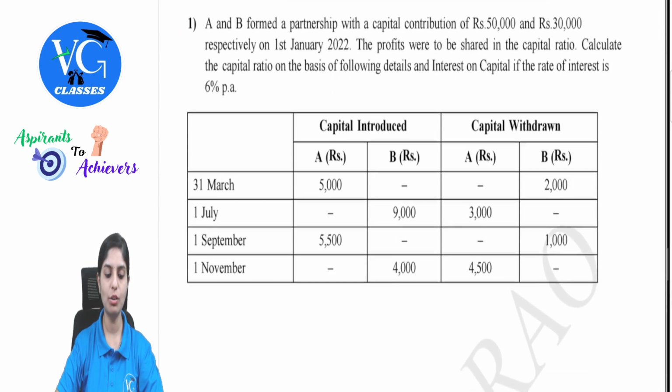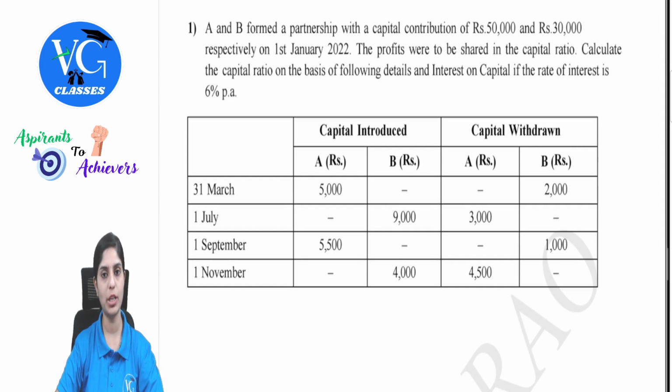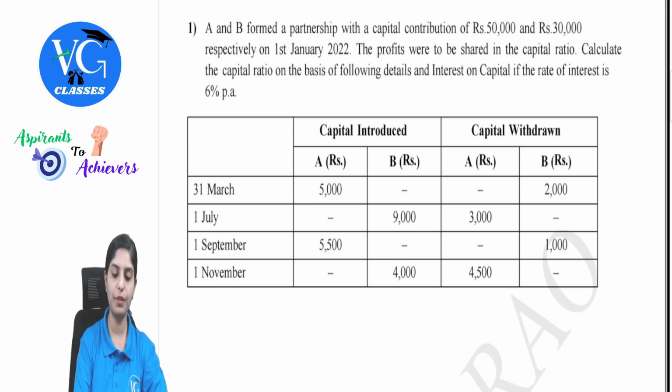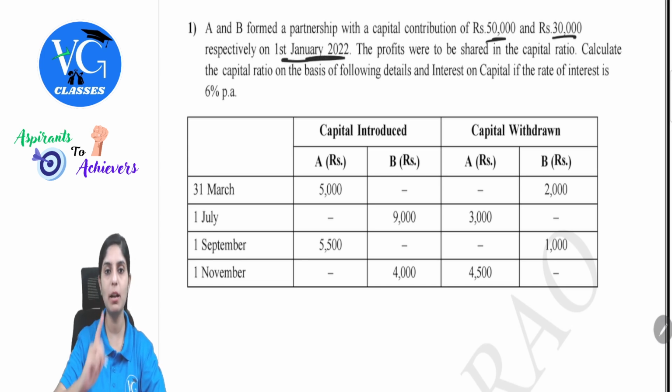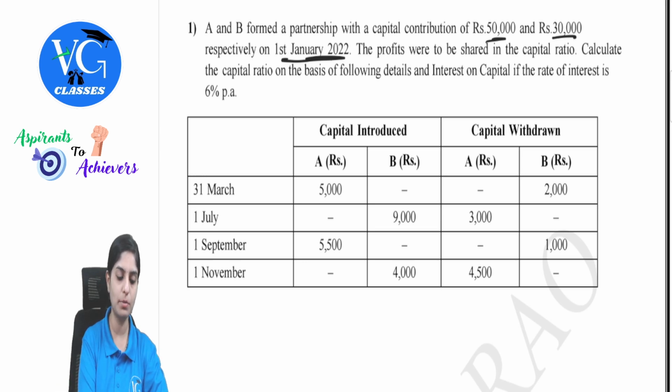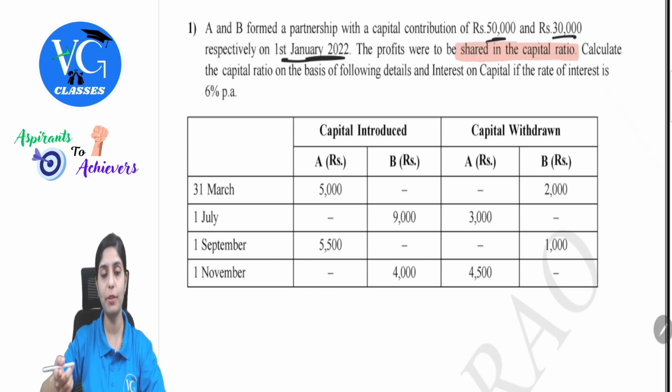Now, after we understood all of the things, let's solve questions to practice whatever concepts we have discussed so far. First, A and B formed a partnership with capital contribution of 50,000 and 30,000 respectively on 1st Jan. Now here date becomes very important to observe the capital balances. The profits were to be shared in the capital ratio. Observe this very carefully. They are clearly mentioning that the sharing of profits, what you get in profit and loss appropriation, should be done in the capital ratio.